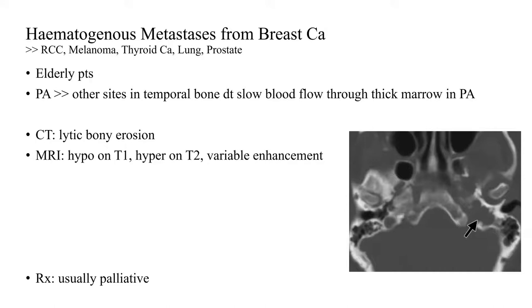On CT scan, these metastases are usually lytic lesions, and on MRI, same as usual, hyperintense on T1 and hyperintense on T2, and there is variable enhancement, which is probably because there are so many different kinds of primaries. Obviously, if you've got intracranial metastases, the treatment would usually be palliative.